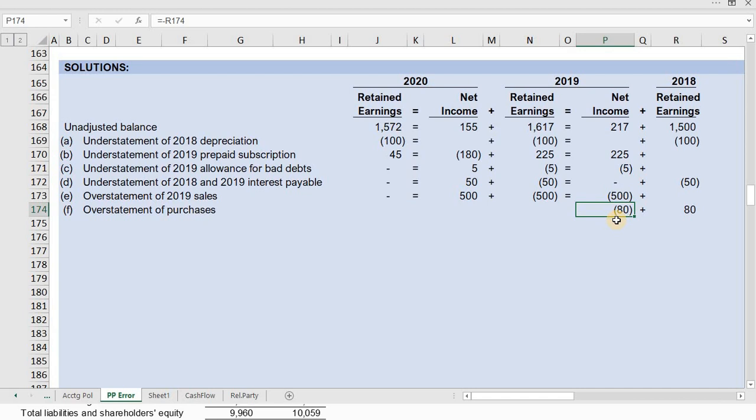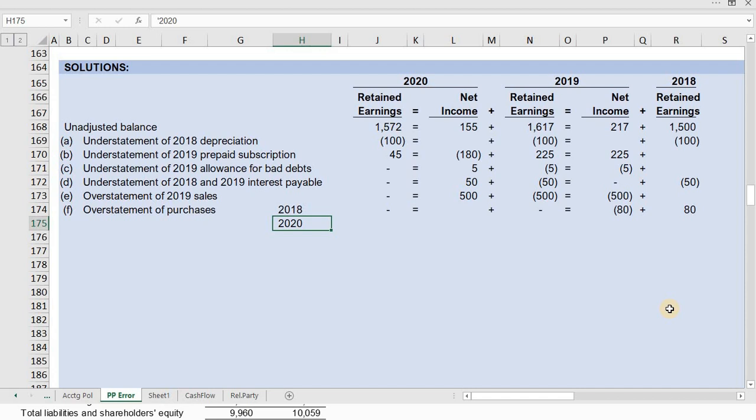And this means that the 80 pesos has already counterbalanced at the end of 2019 retained earnings. So that is 80 pesos minus 80 pesos, which equals 0. So since the 80 pesos has already counterbalanced at the end of 2019, it means it has no effect in 2020 net income and retained earnings. So now let us proceed to 2020.